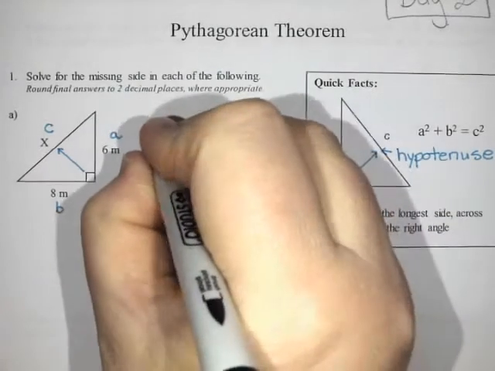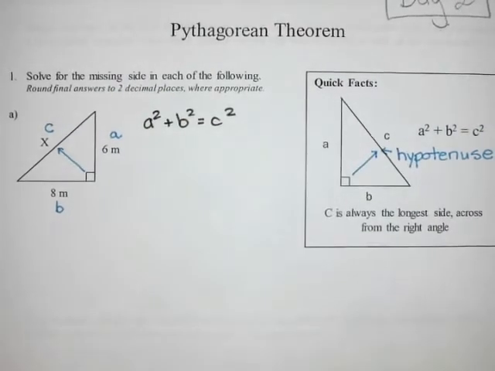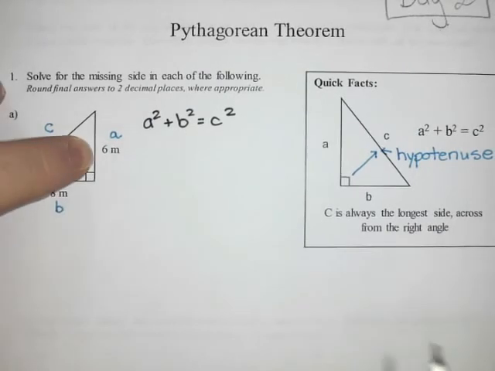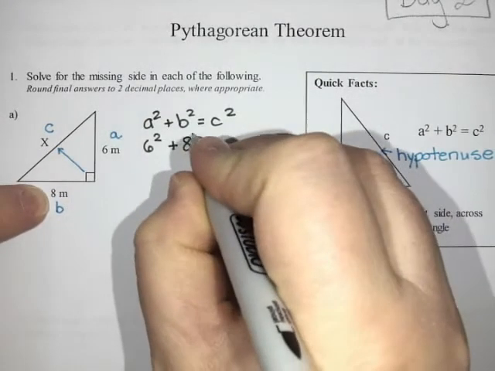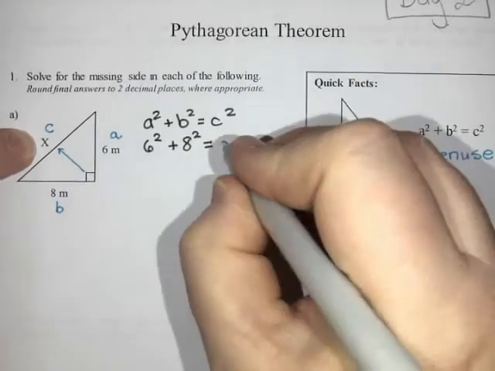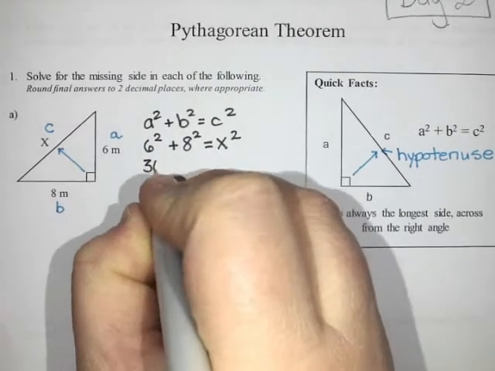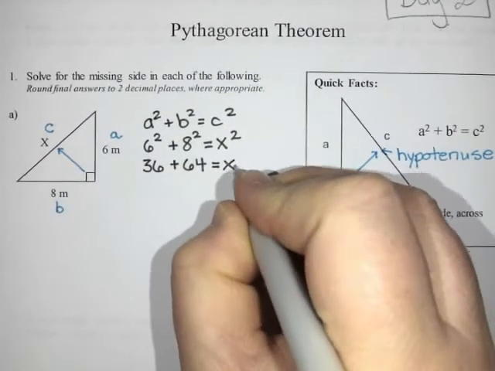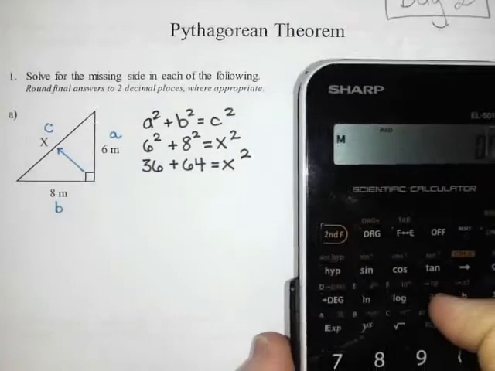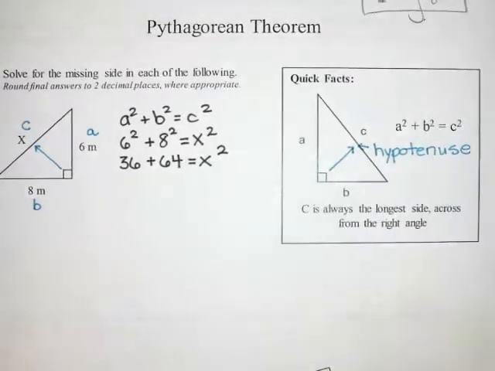So our formula says A squared plus B squared equals C squared. I'm going to take the numbers that I know for A, B, and C and sub them in. So A is 6, so 6 squared, plus B is 8, so 8 squared, equals C, which is X, so X squared. Now 6 squared is 6 times 6, which is 36. 8 squared is 8 times 8, which is 64, and that equals X squared. So I'm going to add 36 and 64 together. 36 plus 64 is 100.